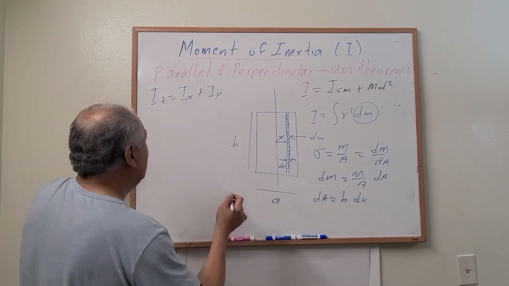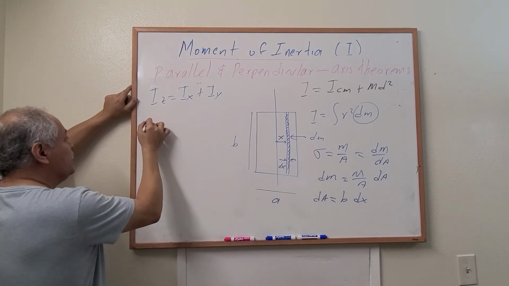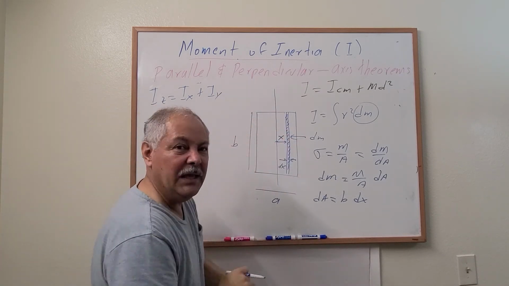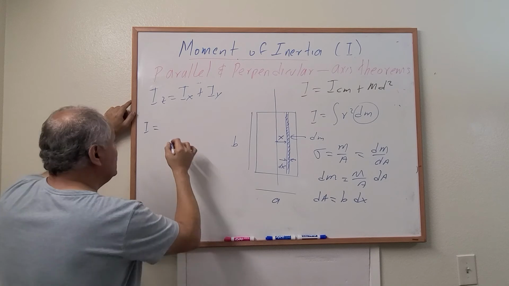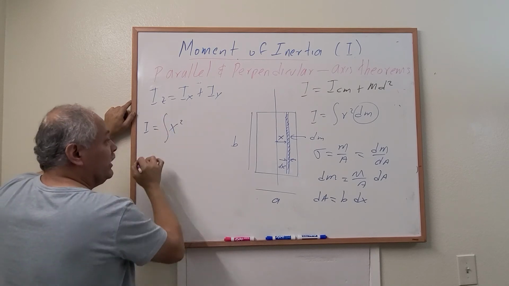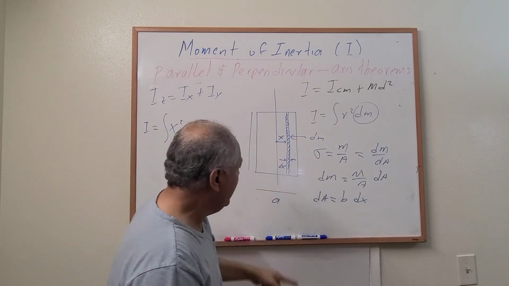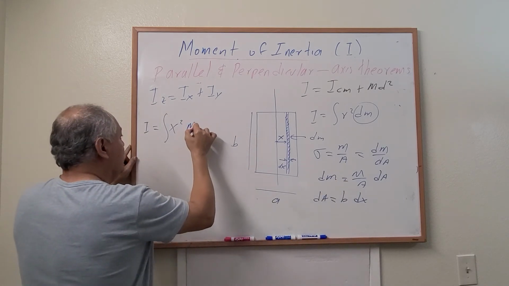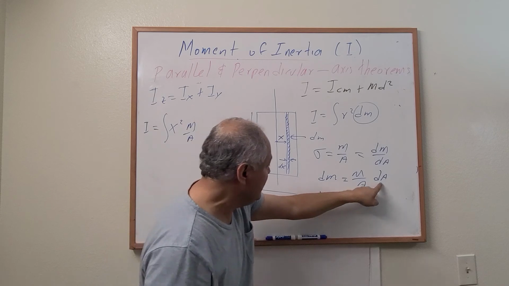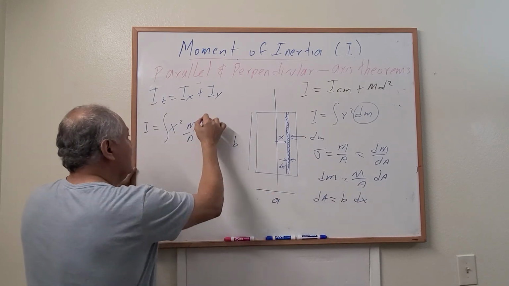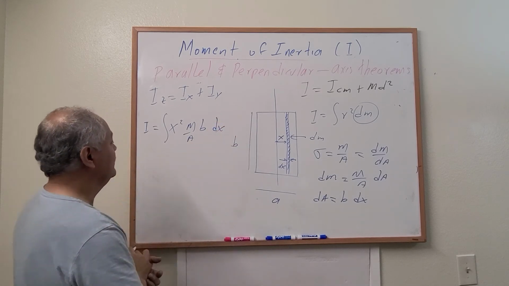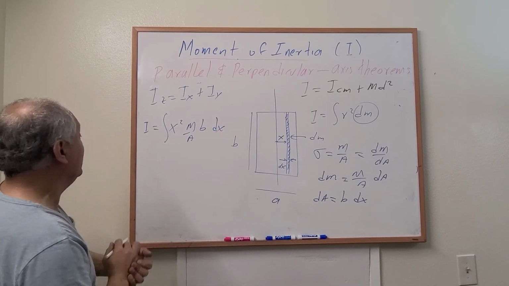Okay, let's do it. We have that the moment of inertia for this area, this surface, is equal to the integral of x squared times dm. And what is dm? dm is the mass over area times dA, and dA is b times dx, correct?